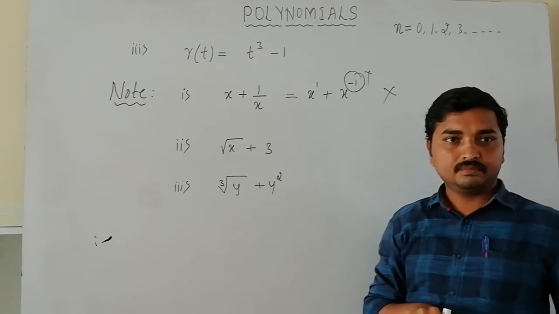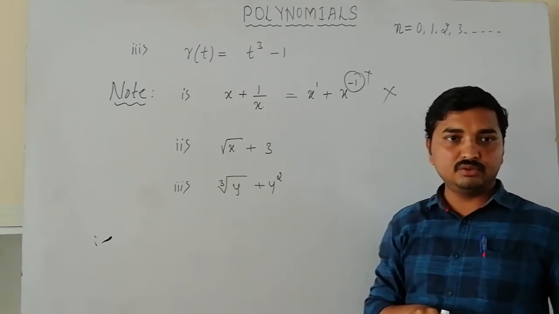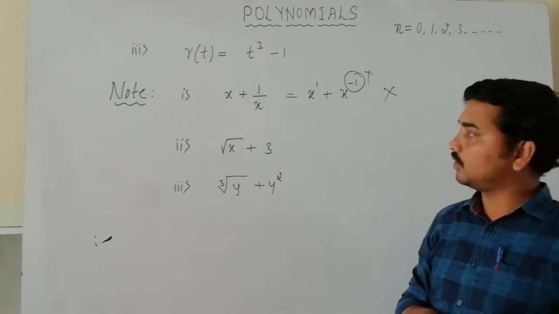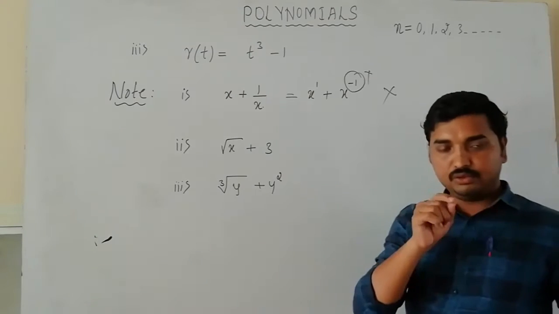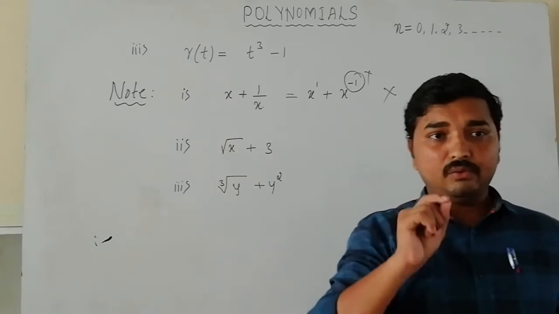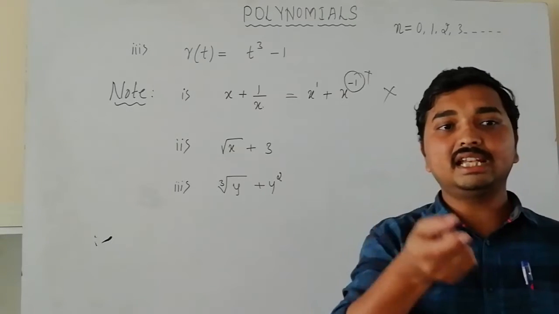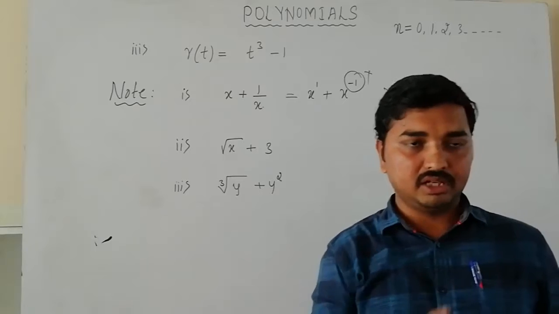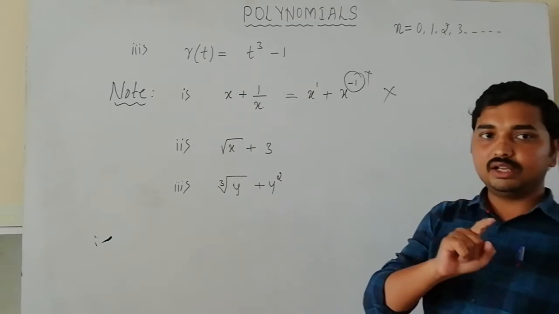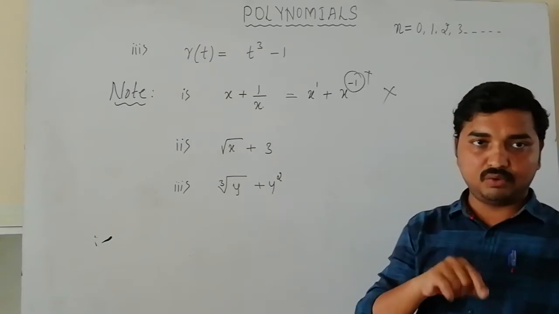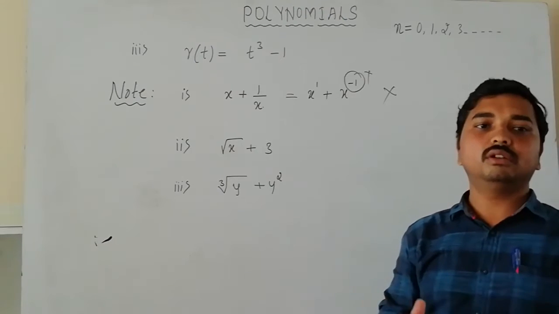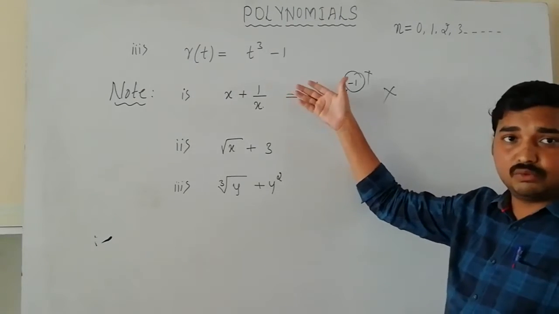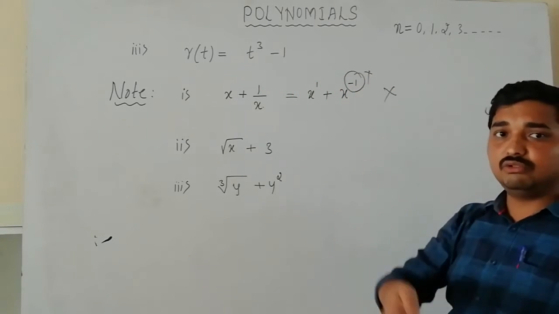Okay, is it clear for you? Now you need to remember, whenever power of x is negative, it is not a polynomial. Remember this one. Whenever exponent of x or power of x is negative, it is not a polynomial definitely. But it is given like this, 1 by x, you can convert this one to x power minus 1, then you can understand.